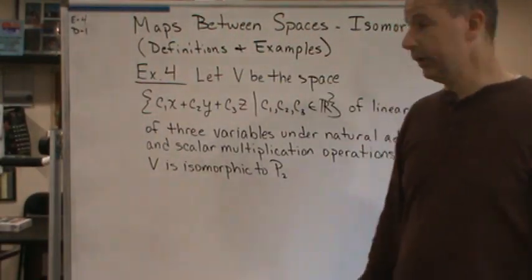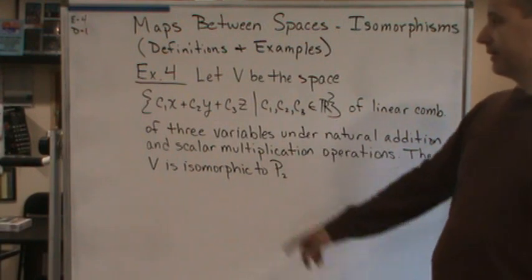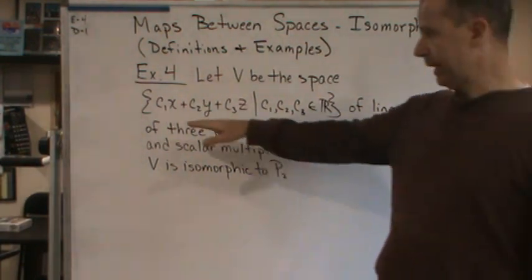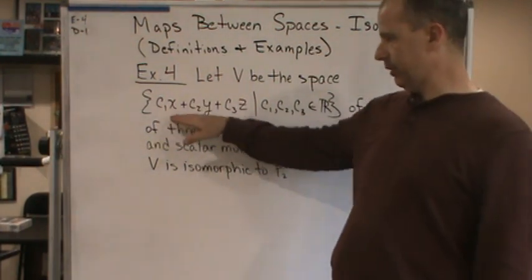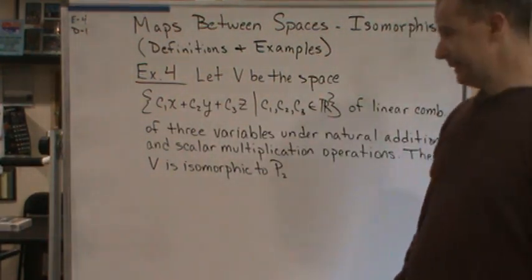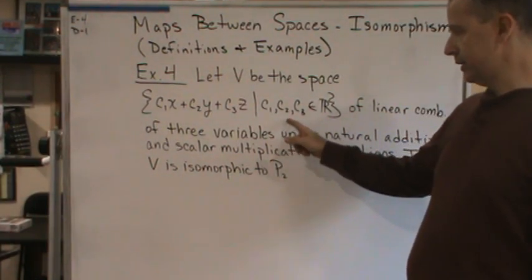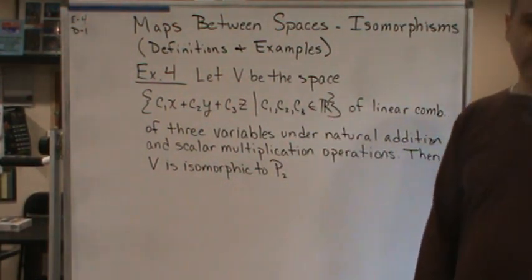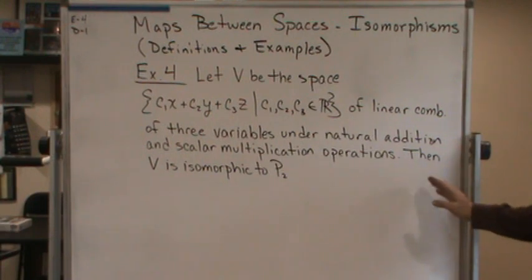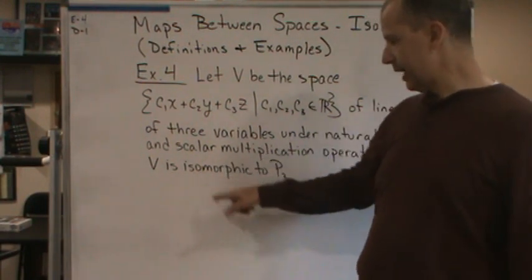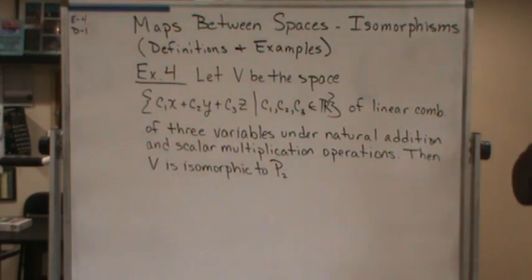In example 4 here, we say let V be the space given by this set. So this is C1, X1. So it's a linear combination of these variables, X, Y, and Z, such that C1, C2, and C3 are real. Okay? Now this is going to be under natural addition and scalar multiplication operations. Then V is isomorphic to P2, which is a set of quadratic polynomials.